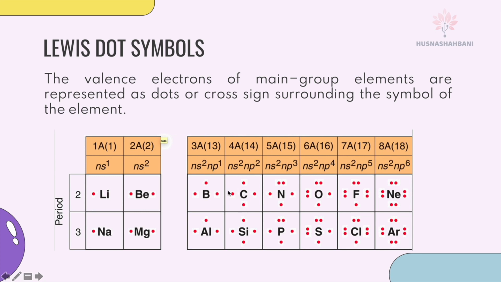There are four positions to put the valence electrons: on the left side, on the right side, on the upper side, and on the bottom side. So these are the four positions where you can put the electrons. You can't put the electron in the corner. That's how you draw the Lewis dot symbol, which shows the valence electrons of the main group elements.